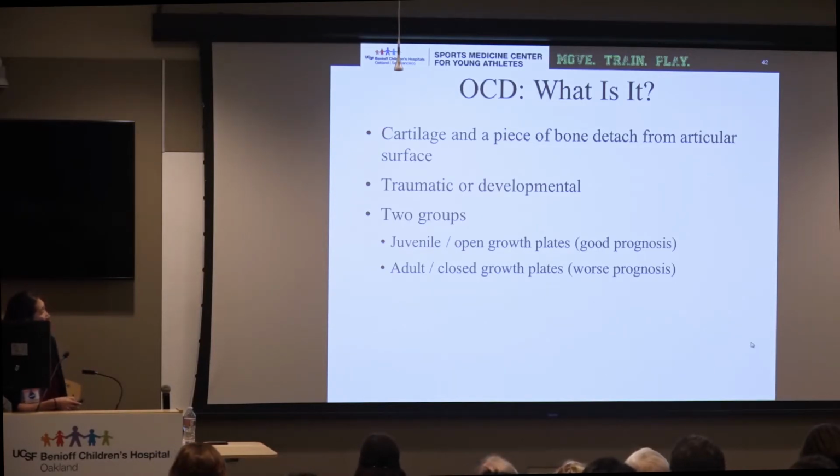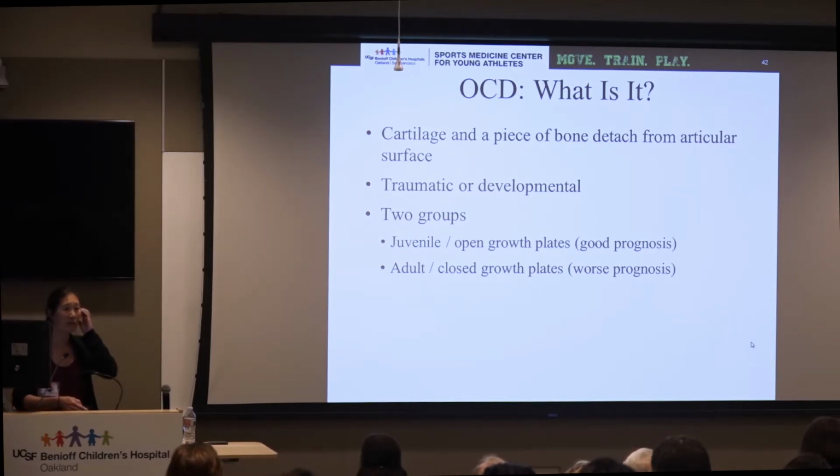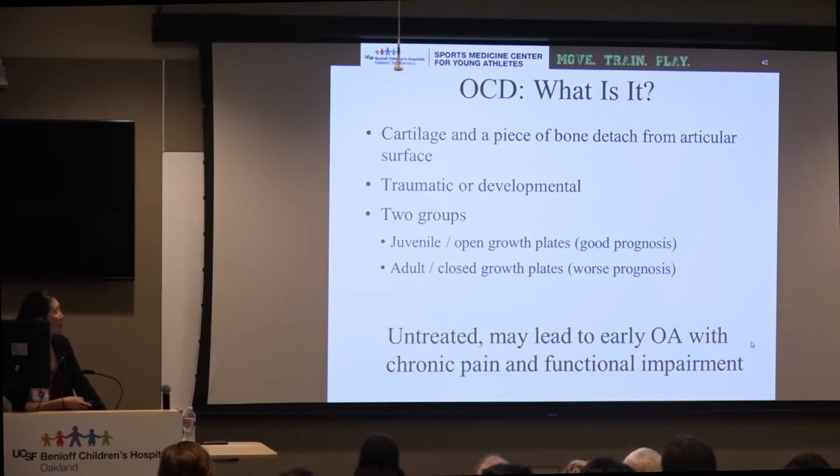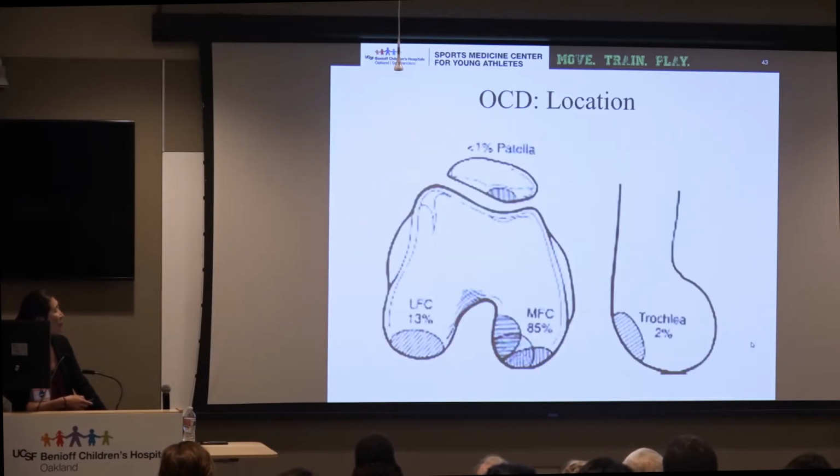And there's two groups, juvenile, where the open growth plates, and that's a better prognosis than an older adult where the growth plates are closed. And I've seen plenty of young people at UC Berkeley coming in, and they have the OCD. And that's a really bad diagnosis when they come in with that. Untreated, it can lead to early OA, chronic pain, functional impairment. And these are the majority of the locations. This is the medial femoral condyle, okay?